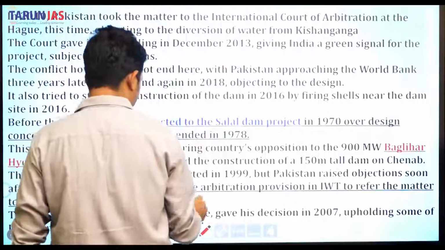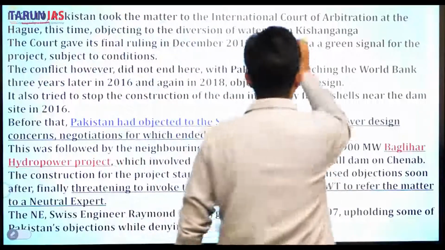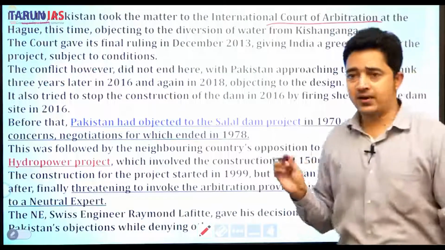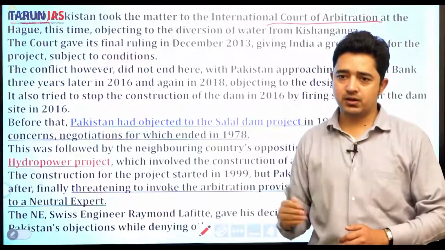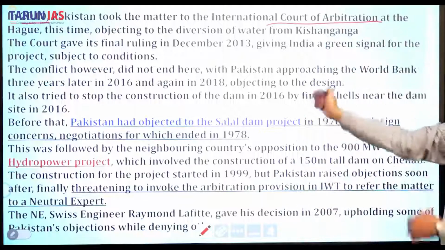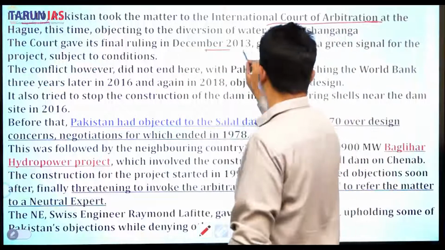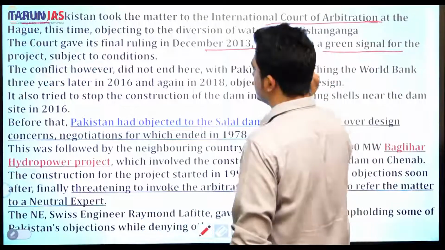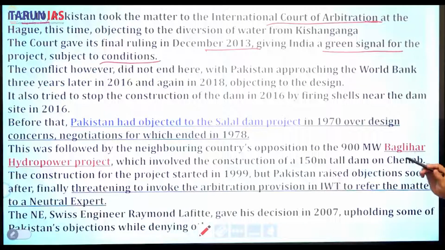If you talk about the history, in 2010 Pakistan took the matter to the International Court of Arbitration. As we know, the World Bank was established to work as a redressal mechanism. The International Court of Arbitration at the Hague heard the objection to the diversion of water from Kishan Ganga, and the court gave its final ruling in December 2013, giving India a green signal for the project subject to conditions.